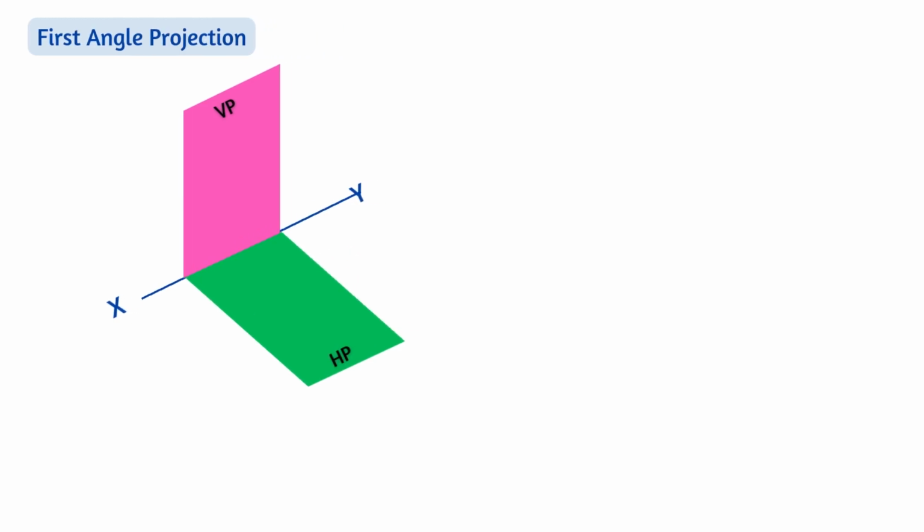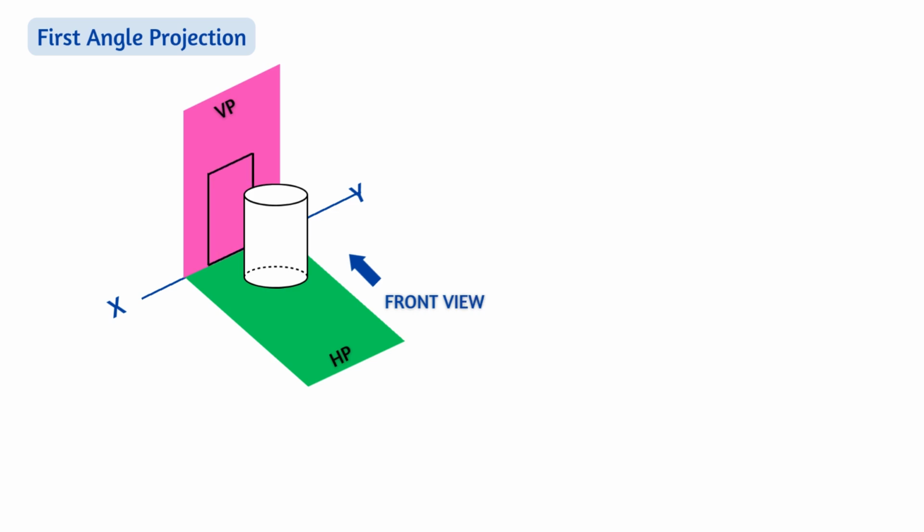Now we will see one example of cylinder in first angle projections. Consider a cylinder resting on its base in first quadrant. From front view, we will see a rectangle. This will be projected into a VP. From top view, we will see a circle. This will be projected into HP.